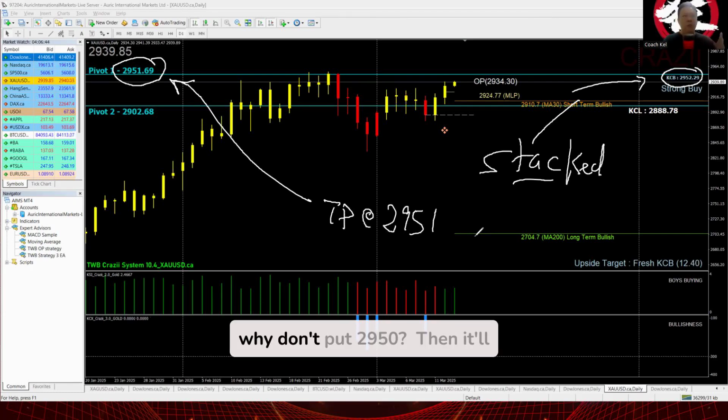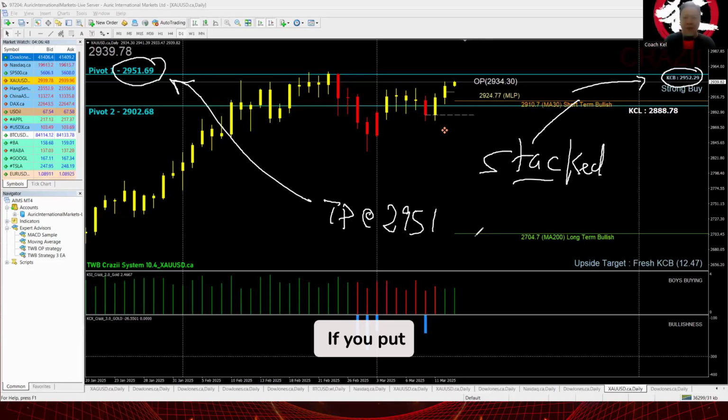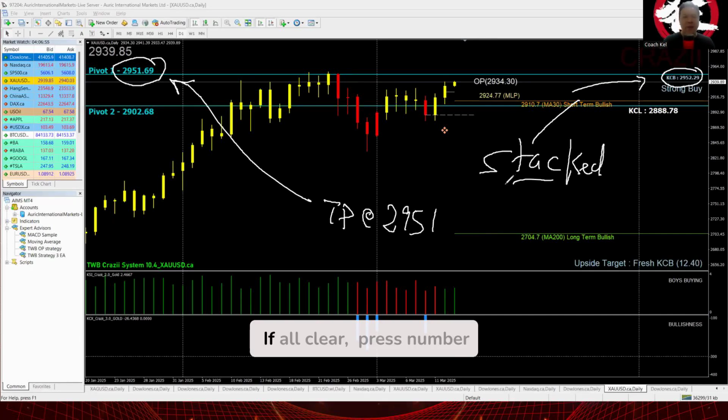Therefore, you argue, then why not put it at 2950? Then it'll be safer. Up to you. You put it at 2950, 2949.38. Up to you. I'm giving you the expected direction here. All clear? If all clear, press number 1 right now.